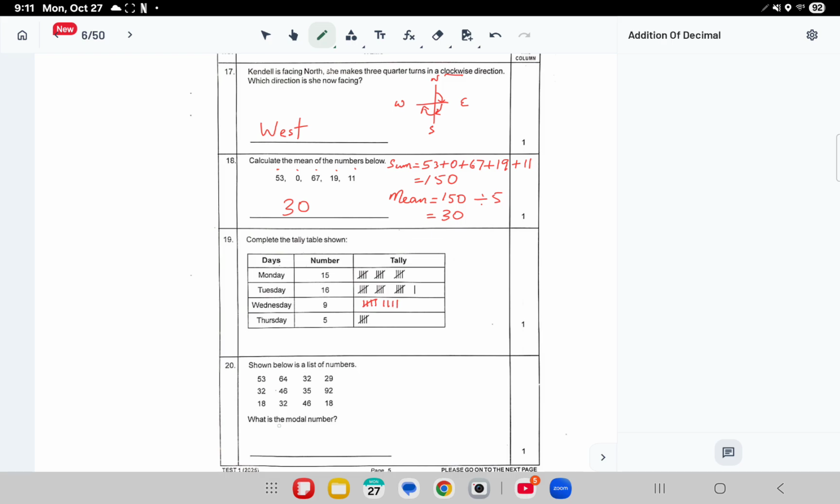Shown below is a list of numbers. What is the modal number? Modal number means the most common number. Alright, so the most common number from the list here is 32.